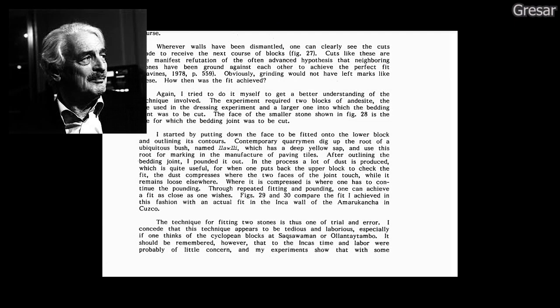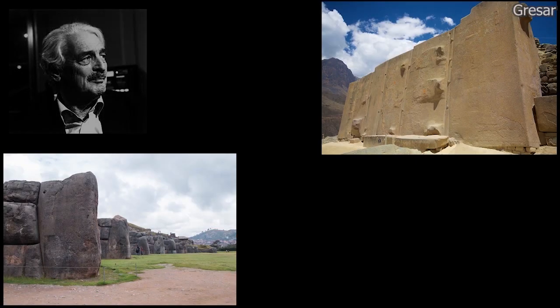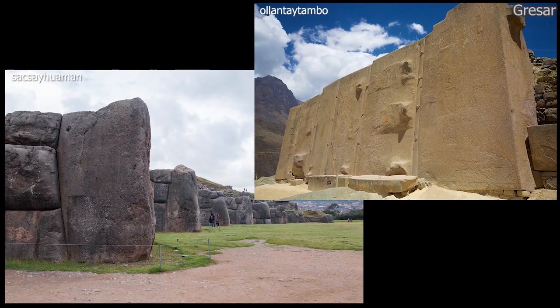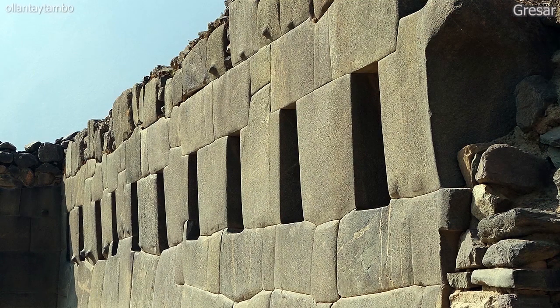The technology of fitting two stones is thus one of trial and error. I admit that this technique seems tedious and labor-intensive, especially when considering the Cyclopean blocks in Sacsayhuaman or Ollantaytambo. This is a remarkable acknowledgement of the difficulties associated with achieving a sufficient degree of monolithic structure in masonry.